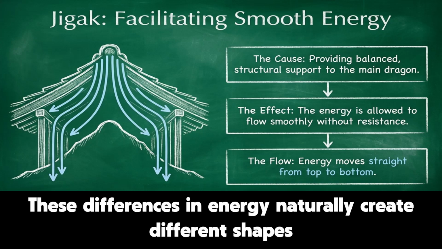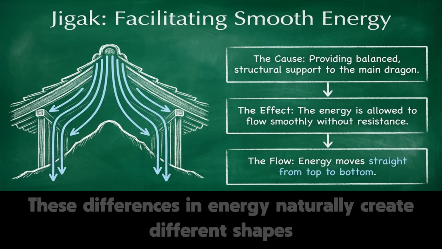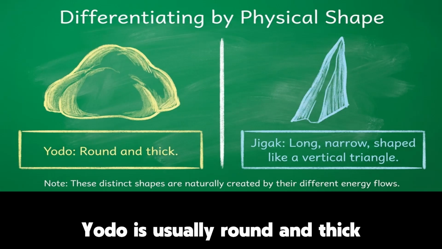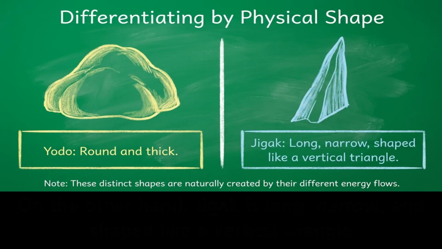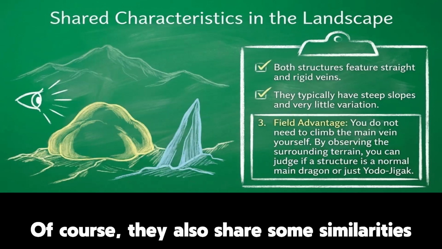These differences in energy naturally create different shapes. Yodo is usually round and thick. On the other hand, Jigak is long, narrow, and shaped like a vertical triangle. Of course, they also share some similarities.